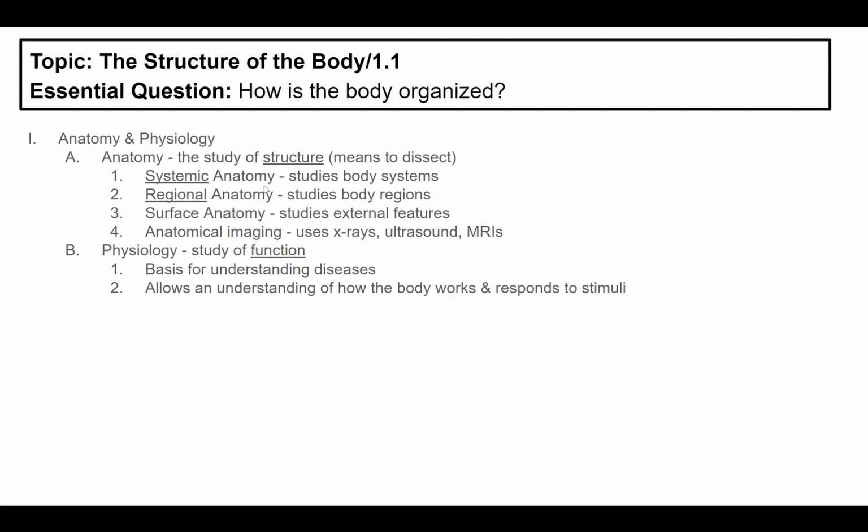And there are different kinds of ways that you can look at the structure. Systemic anatomy is if you're studying the body systems. Regional anatomy studies the body regions. Surface anatomy just looks at the external features of the body. And then anatomical imaging uses x-rays, ultrasounds, and MRIs to look at structures.